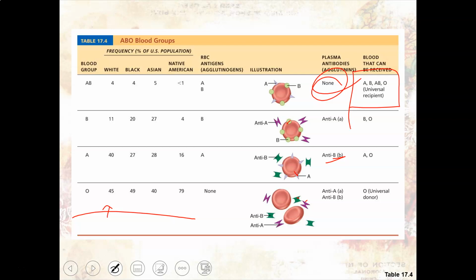If you have type B blood, you can get type B or type O. Type A, you get type A or type O. Type O, you can only get type O. Now, anybody else can get your blood, but you can only get type O. It kind of sucks until you realize that, especially in the United States, friggin' everybody else has type O blood too. So it's not like it's a rare blood type.